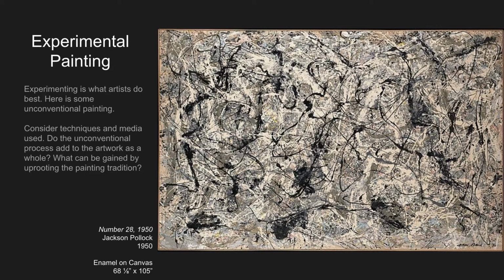Experimental painting. So this is Jackson Pollock. What he was really known for was not using a paintbrush in any traditional way. He would dip his paintbrush in the bucket and he would drip the paint or fling the paint onto the canvas.